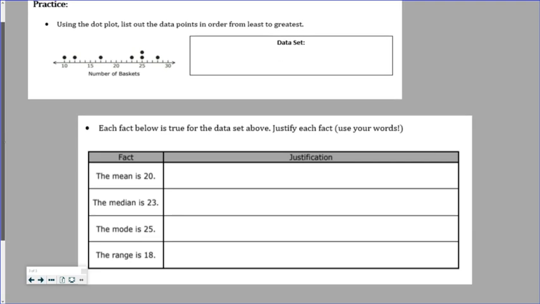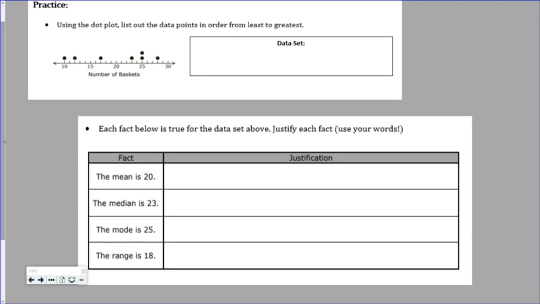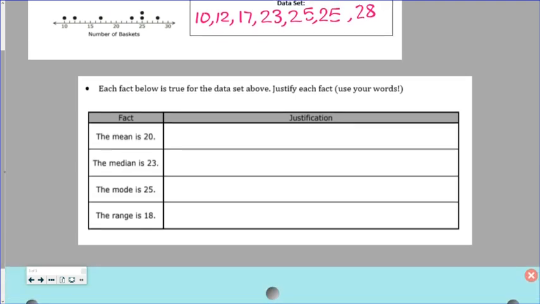So then our last part of our activity today was to take the same dot plot that we just had, and we're going to put our values in order from least to greatest. Using these values, we are going to answer why each of these statements is true. So it says each fact below is true for the data set above. Justify each fact. So I don't care where you want to start. You don't have to work in order.